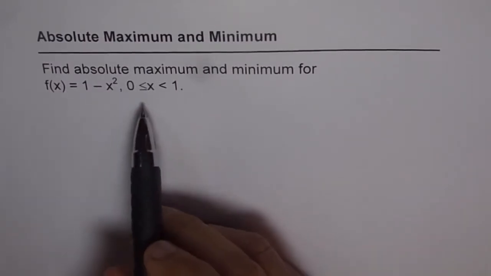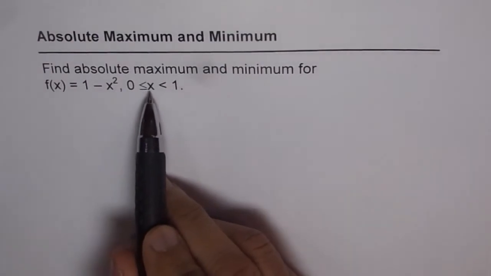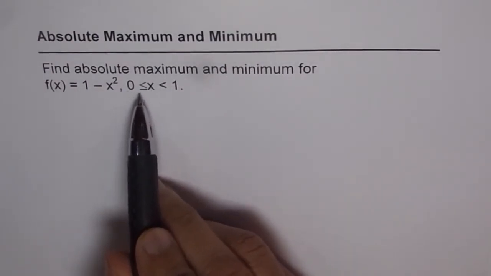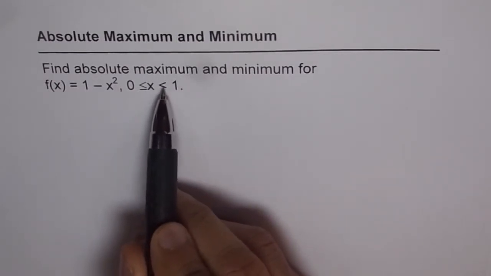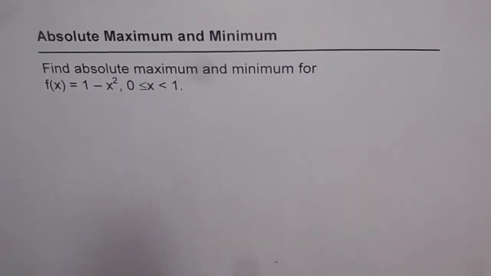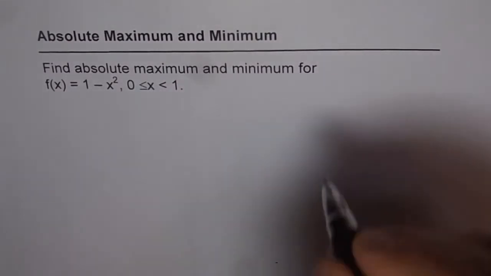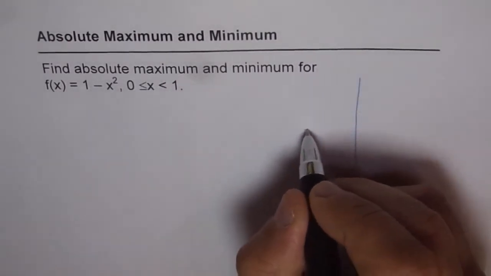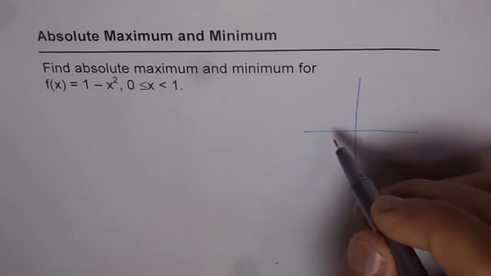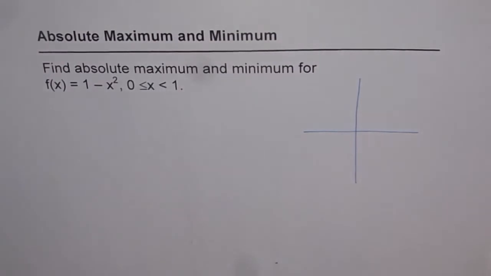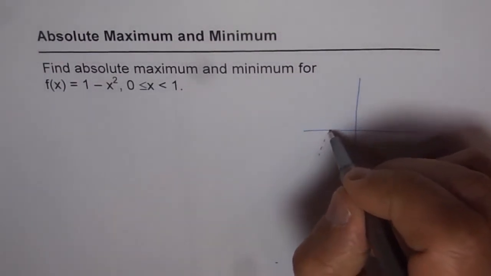Now this one has a lower bound, that means x is greater than or equal to 0, but on the other side x is less than 1. Note it is not less than or equal to 1, right? That makes a critical difference, and that is why we have this question here. Now try to understand it like this. Let me sketch a graph of 1 minus x squared. It is a parabola which is upside down, but translated 1 unit up. So basically it will be a graph like this, right?